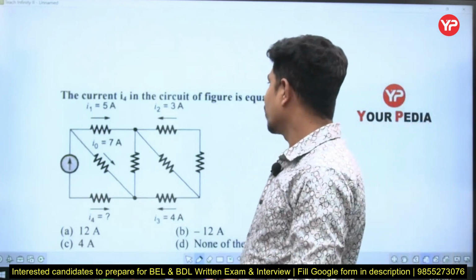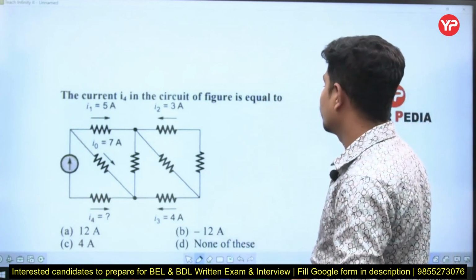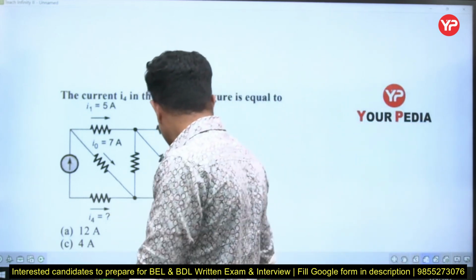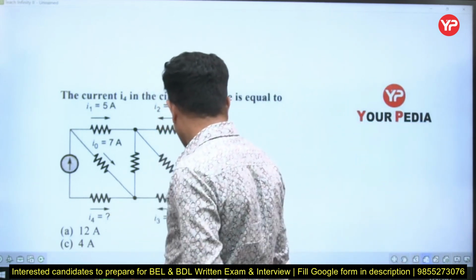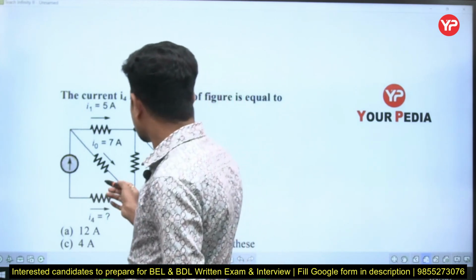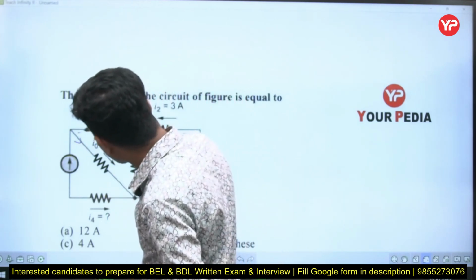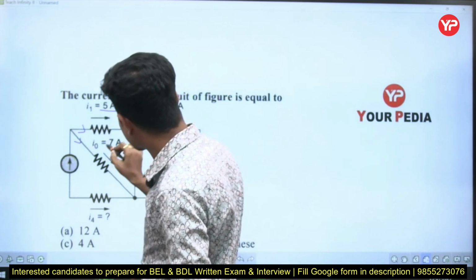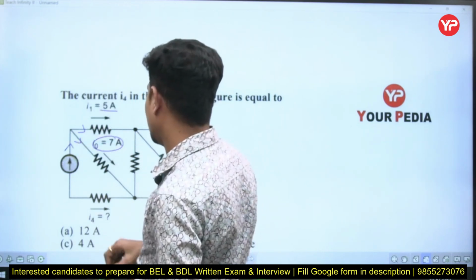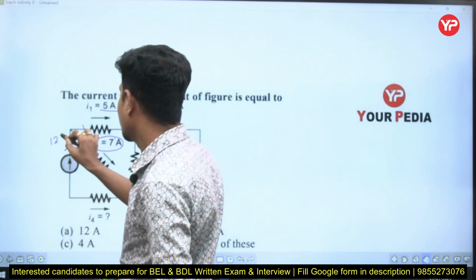The current I4 in the circuit of the figure is equal to, it is asking this current. Now this is just the application of KCL. Application of KCL it is. Let us see. Yeah. So this current we know, how much it is? 5. How much it is? 7. Now how much should be this current? 5 plus 7, it is 12 amperes.